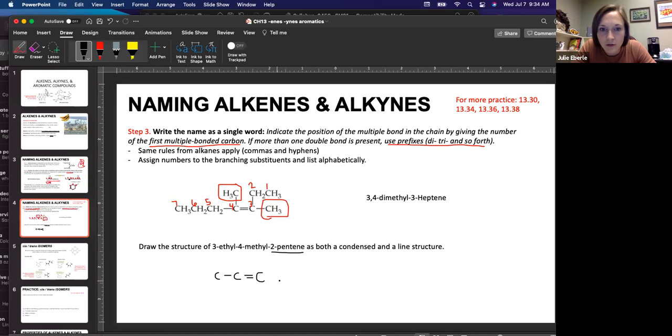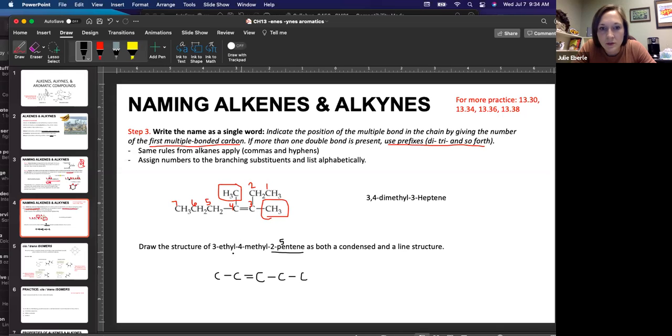Okay, so I'm going to draw out the Lewis structure. So there's my double bond, and then I got 3 carbons. I need 2 more, right? Because pent means 5. This is a 5-carbon chain. So I've got 3, then here's carbon 4, and then here's carbon 5.